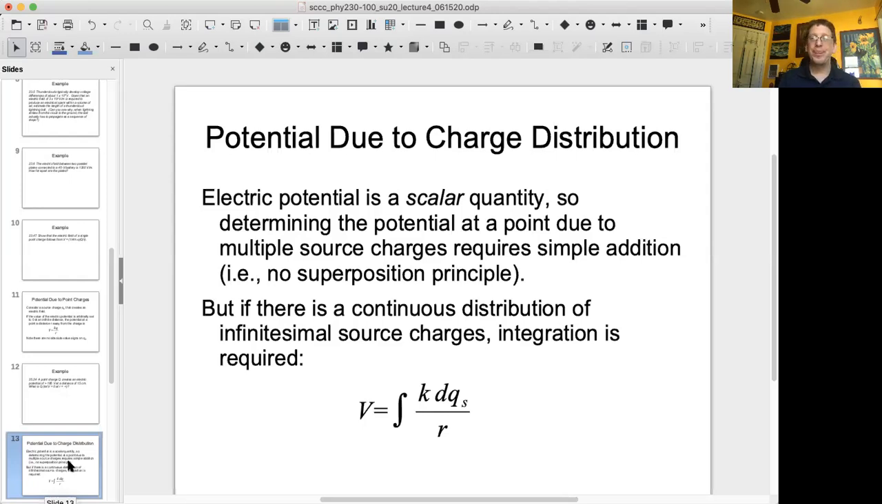Having said that, if you have a continuous distribution of charges, you're still going to need to do some integration. Again, here you don't need to worry about directions, and so not having to deal with the vectors does simplify the integration a little bit. But you're integrating k, or 1 over 4 pi epsilon naught, times the element of charge divided by r, where r is just the distance from the element of charge to the point where the potential is being evaluated. So it's a little bit simpler than working with electric field for a number of reasons.